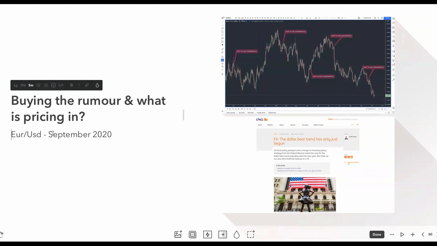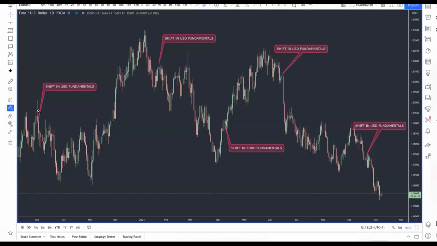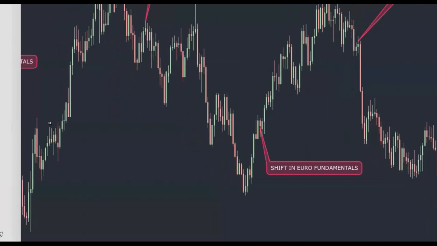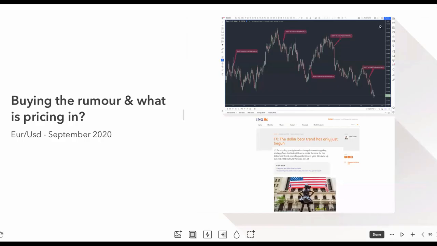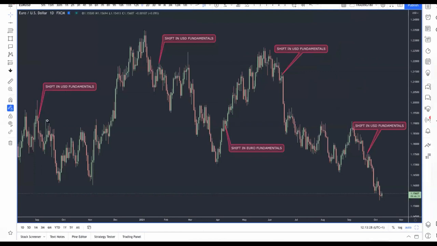So buying the rumor and what is priced in. So euro dollar, September 2020. Yeah, September 2020, right? Let me just zoom out a little bit. All right, so we are around here. So we had a shift in the fundamentals. This was September 2020, and price was around about the 119.50 at that time.